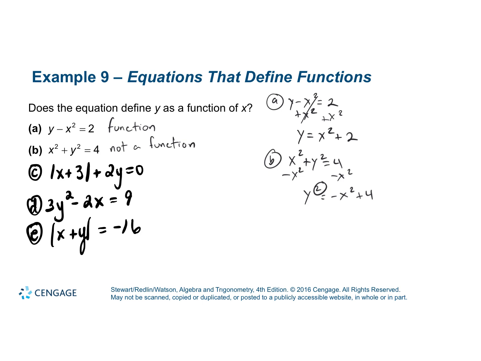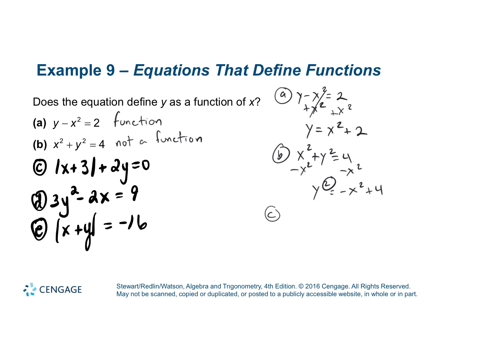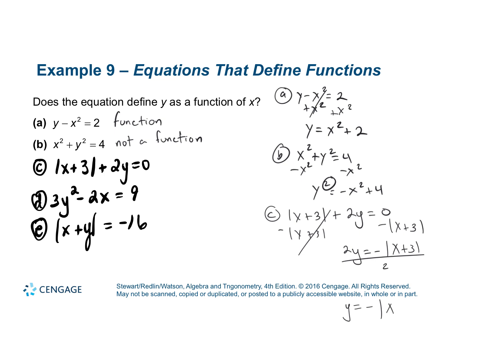Now let's look at C. We have the absolute value of x plus 3 plus 2y is equal to 0. I'm going to go ahead and subtract the absolute value of x plus 3, and we get 2y is equal to negative absolute value of x plus 3. I'll divide by 2, and we get that y is equal to the negative absolute value of x plus 3 over 2. Again, the y is plain and simple by itself. So this is a function for the third one.